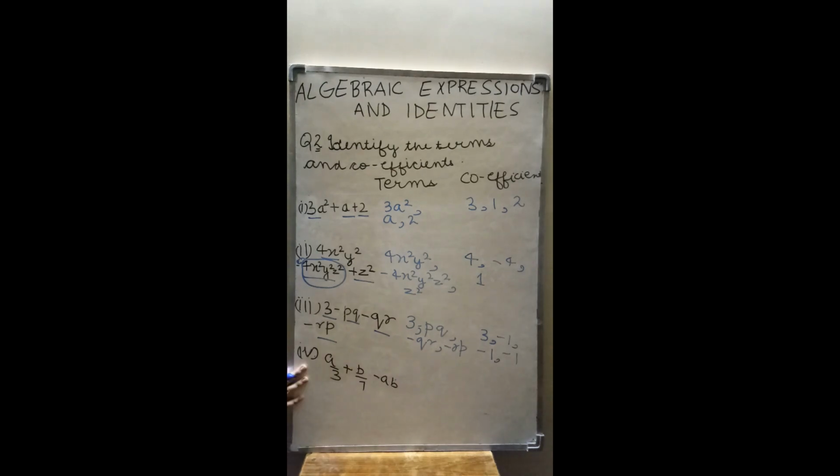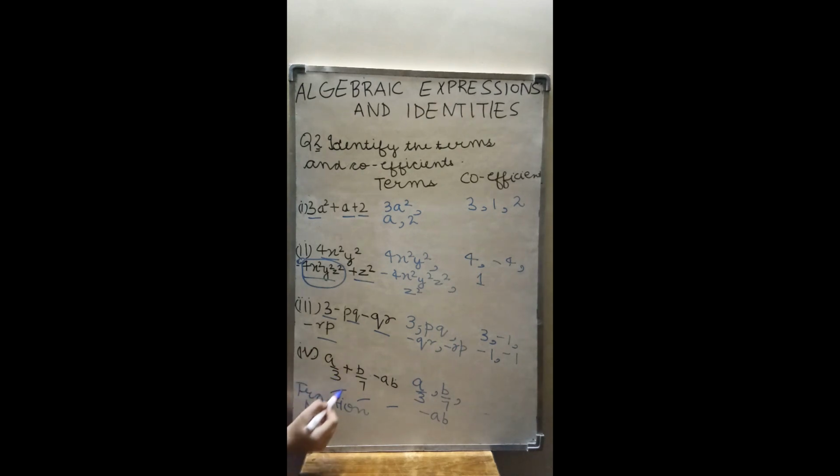Okay. Now our fourth part is a upon 3 plus b upon 7 minus ab. There are 3 terms in this expression: 1, 2, 3. So how will you write it? a upon 3, comma, b upon 7, comma, minus ab. Now comes the turn for the coefficients. How will you write its coefficients? If you have noticed, the expression is in fraction form, and a fraction has its numerator and denominator. We want the number form of the numerator and denominator.